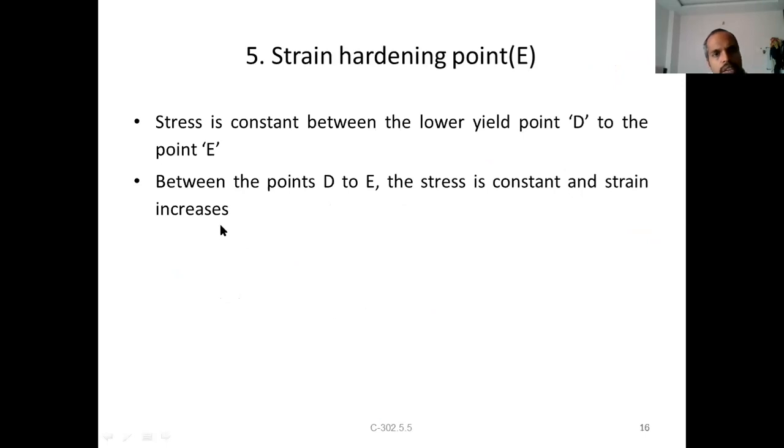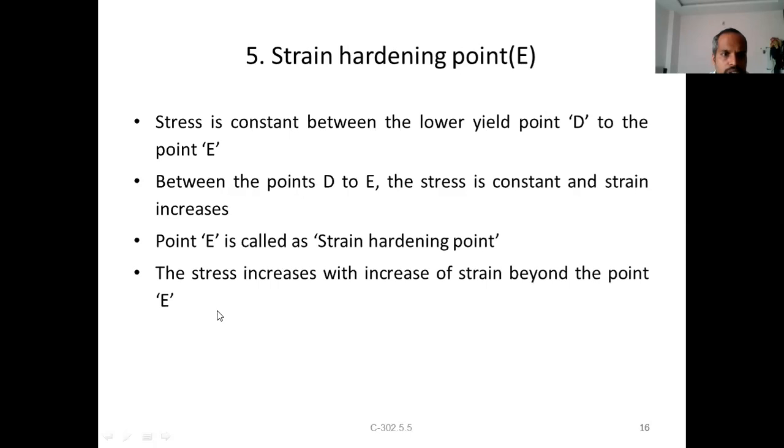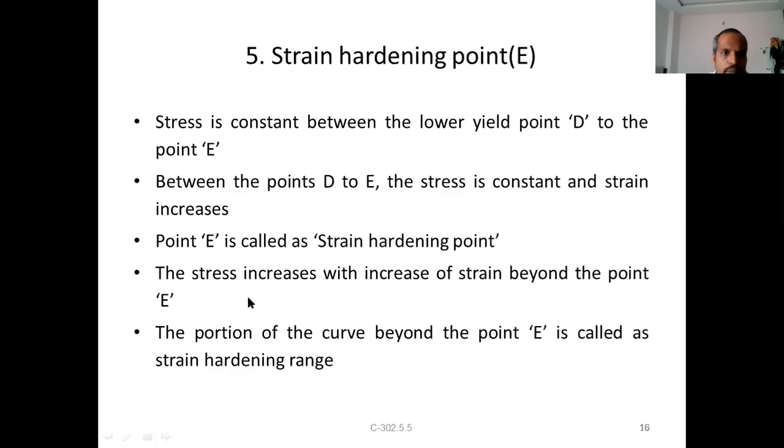Strain will be increasing, but stress will be constant. So the portion after D up to a point will be constant, and that point we are calling the strain hardening point. Between the points D to E, the stress is constant and strain increases. The stress increases with increase in strain beyond the point E. Beyond the point E, again the stress starts increasing with increase in strain. The portion of the curve beyond the point E is called the strain hardening range.